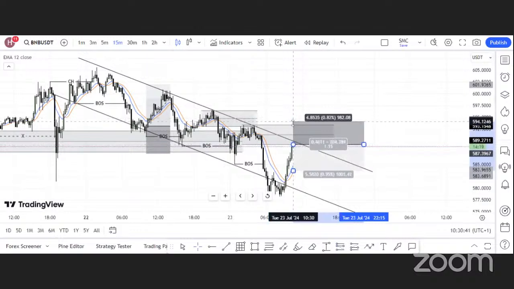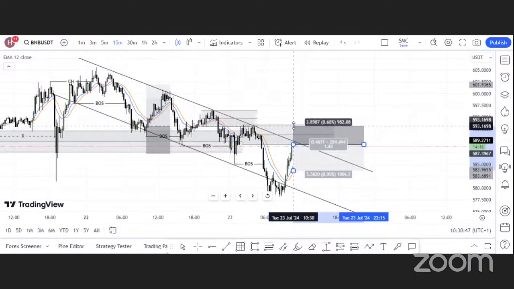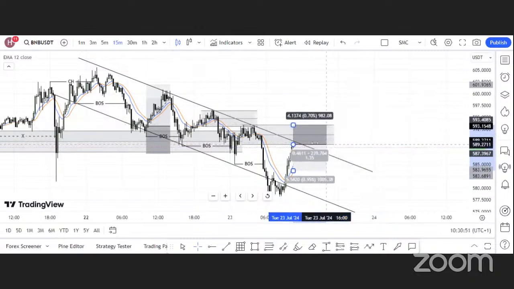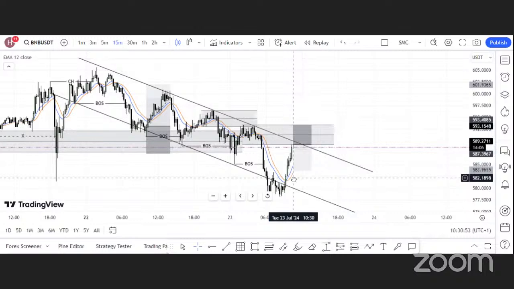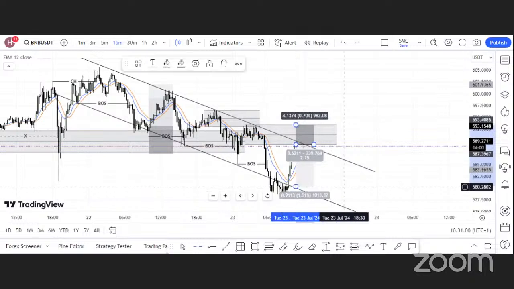My stop loss will be at this level. That is the high. My stop loss will be on the high, and then my take profit will be on the lower trend line.